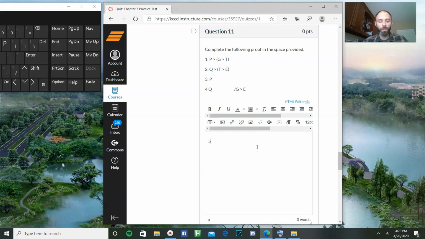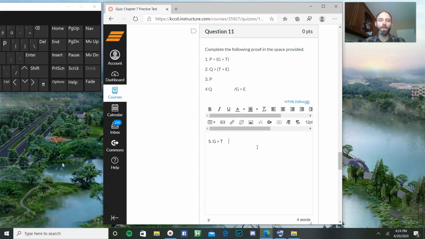Well, you would jump in with step number 5. So you have 4 premises, so you'd go to step 5 here. And what are we trying to get? We're trying to get G horseshoe E. So what is a first step that we could take? Well, we have P and we have Q. Those are antecedents to those conditional statements. So we can use modus ponens to get the consequent. So for line 5, we could get G horseshoe T, for example.